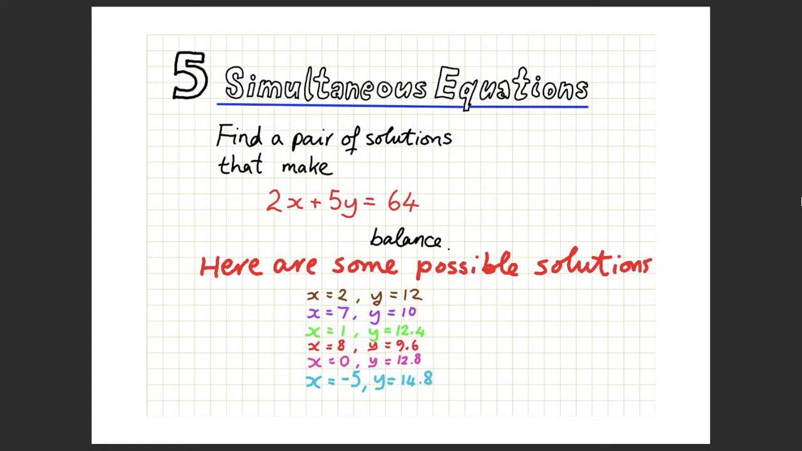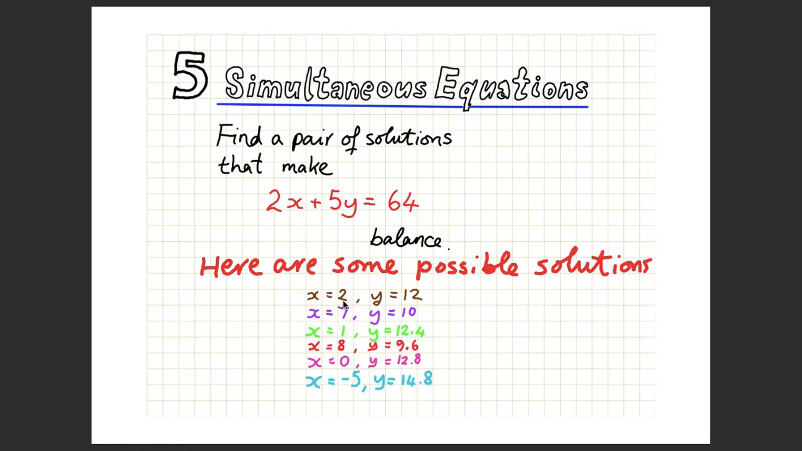So it's all about simultaneous equations. We'll talk about what that means in a minute. But I want you to think of solutions that make 2x plus 5y equals 64 balance. And as you can see, I already thought of some possibilities.